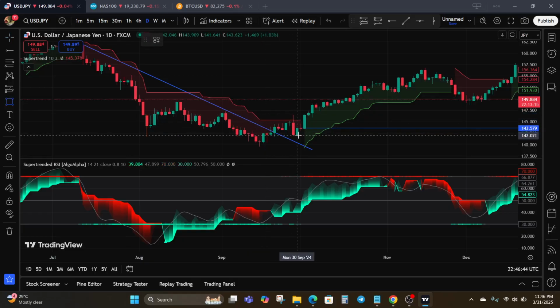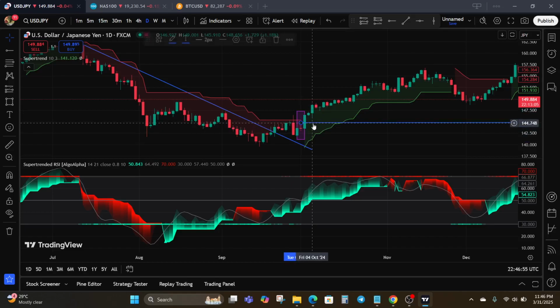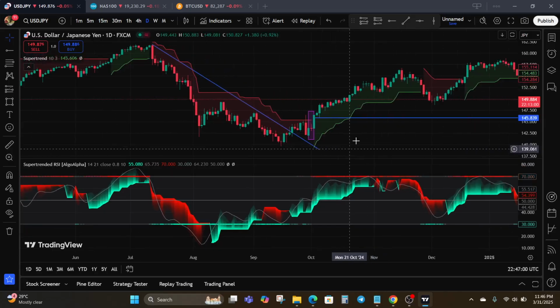You can see after this particular red candle, you can see a doji that followed afterward and a bullish candle. So this would have been a good place to enter a buy, probably after the doji. Yes, after the doji would have been a good place to enter a buy, or you can just decide to wait for the bullish candlestick to form and then you enter your buy.